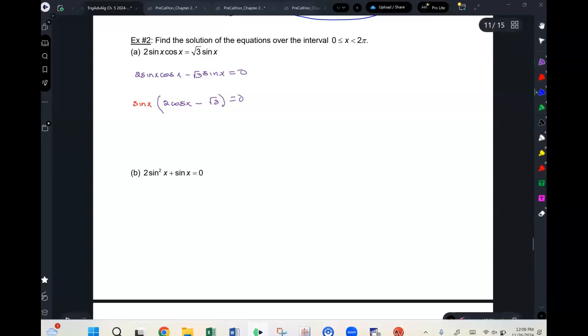Okay, so here's what we're going to do now. Something times something equals 0. So we split it. sine x equals 0, and 2 cosine x minus root 3 equals 0. All right?